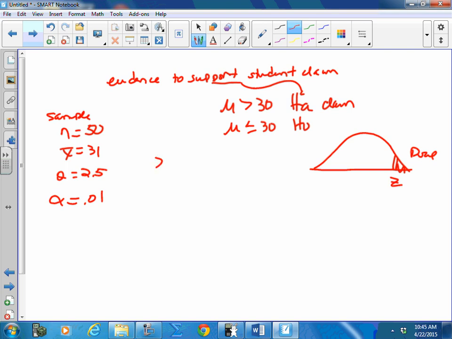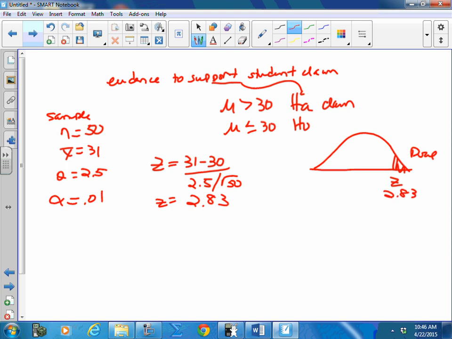So I do my z-score test, x bar, 31, minus the mean, doesn't it have to be positive? Over the standard deviation, divided by the square root of 50. I find my z-score, and I get a z-score? 2.83? Thank you. That's pretty far up there too.